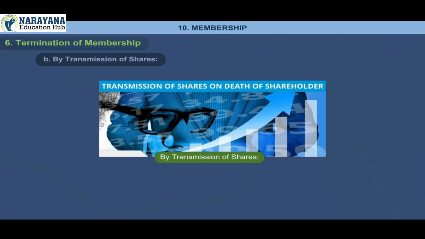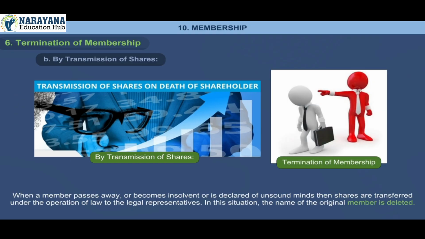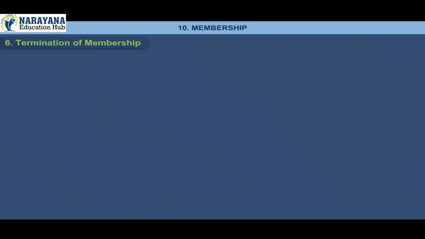B. By transmission of shares. When a member passes away or becomes insolvent or is declared of unsound mind, then shares are transferred under the operation of law to the legal representatives. In this situation, the name of the original member is deleted.